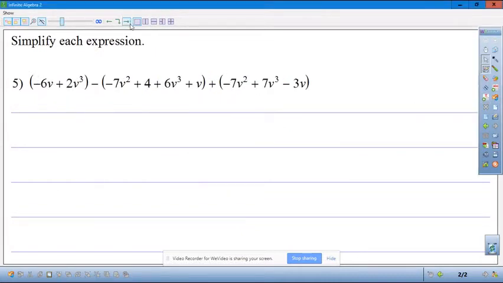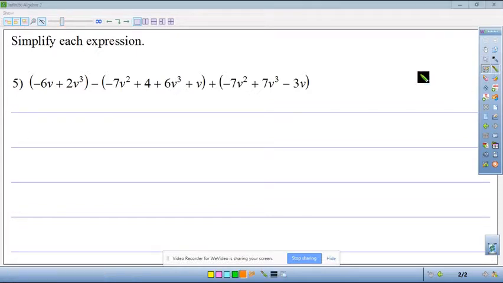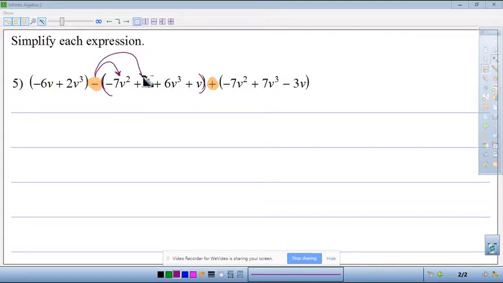Let's try one that has 3 polynomials. Let's add or subtract 3 of them. Now notice this time I have a couple different operations happening. I have subtraction here and addition here. I want to change this all into addition. So to change it all into addition, I'm going to distribute the negative, but the negative will only touch the first set of parentheses behind it. So this negative will distribute to the negative 7v squared, to the 4, to the 6v cubed, and to the v. It will not touch this next parenthesis, so it only distributes to the first set of parentheses it's touching.